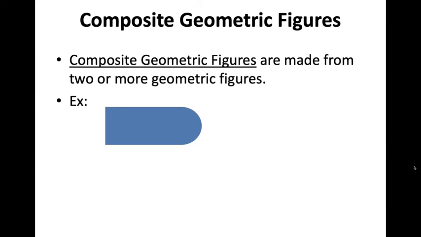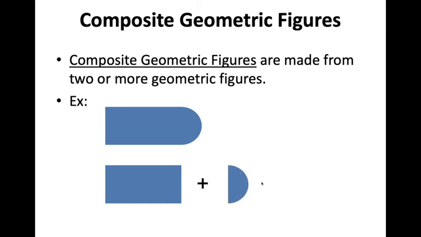Then there are also what you call composite geometric figures. What this means is you have the normal shapes that we've been dealing with, a rectangle and a circle, but combining 2 or more shapes makes a composite geometric figure, like this one. This one is made up of a rectangle and half a circle.